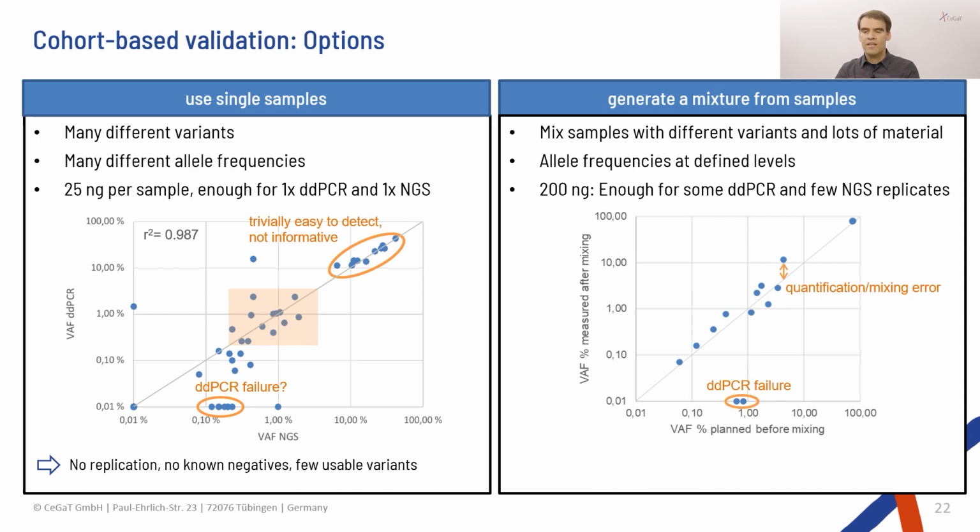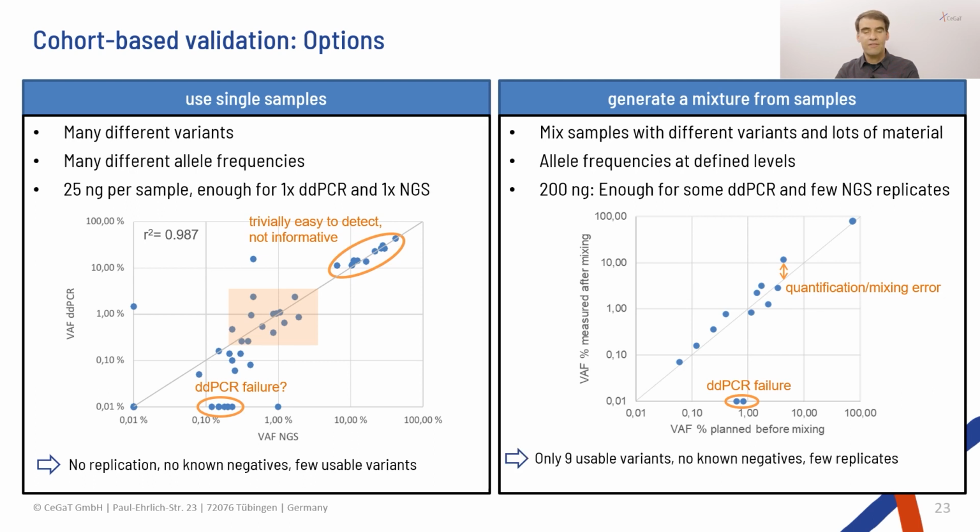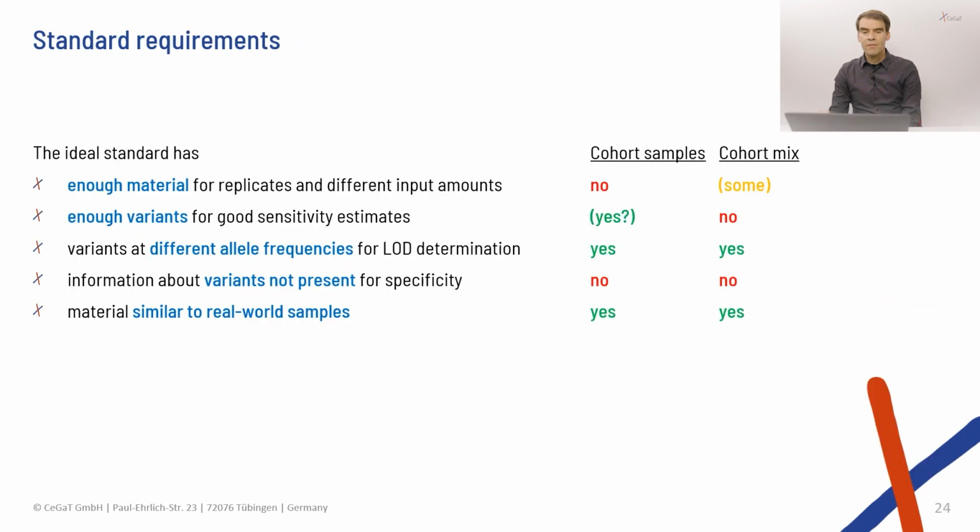And as you can see here, our planned allele frequencies mostly panned out. There's a bit of quantification or mixing error, and again, ddPCR failed in some samples, but overall this was looking good. However, we only have 9 variants we can look at, we have no known negatives, cannot determine specificity, and we only have very few replicates we can do. So coming back to the requirements we had for our standard, you can see that we don't have enough material in the cohort samples, we don't have enough variants in either sample, and we cannot say anything about specificity.